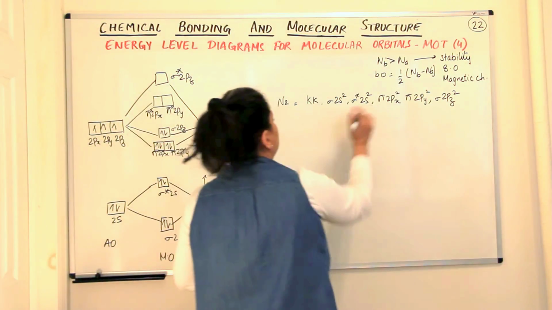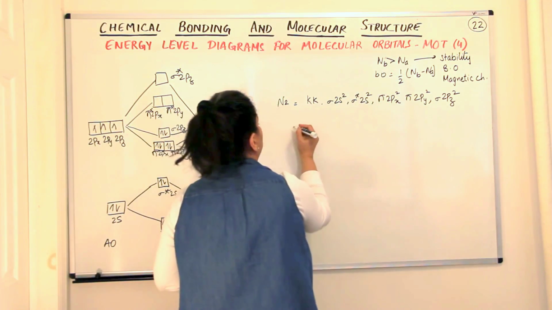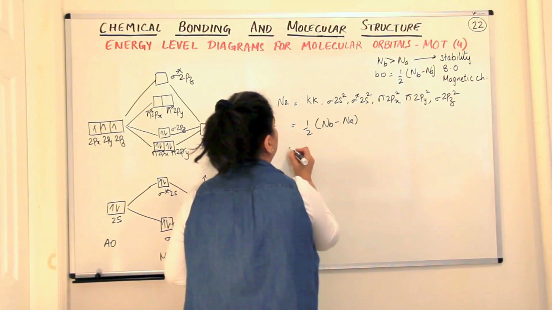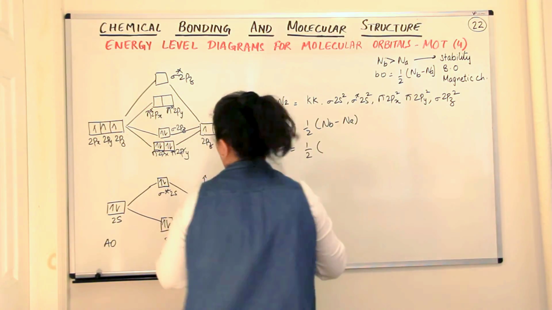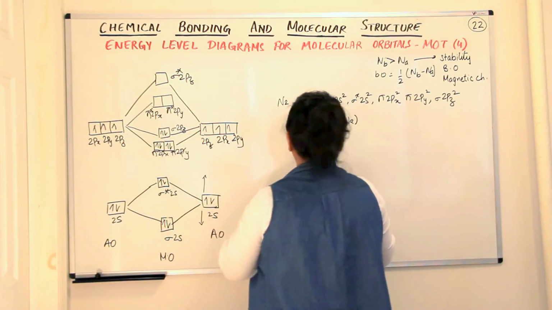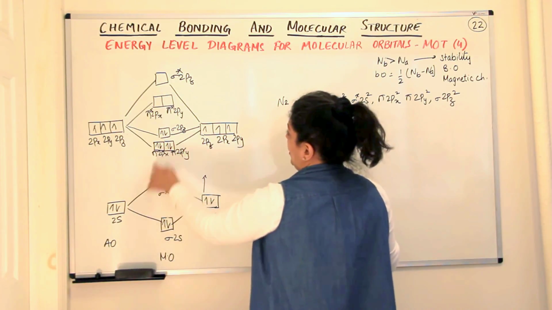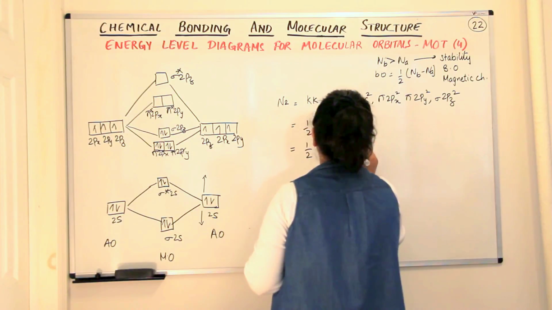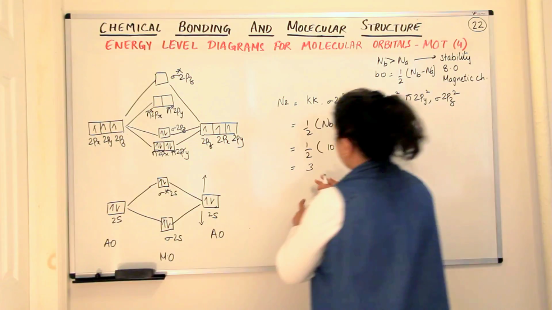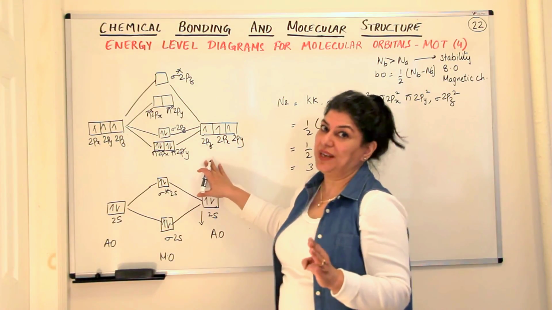Now, when you have this as the configuration, let us calculate the bond order, and we get the stability from it. Half of Nb minus Na, right? So it will be half. How many electrons are there in bonding? 2 plus 2, 4. 4, 5, 6, 7, 8, 9, 10. There are 10 electrons in bonding. And how many in antibonding? 2 plus 2, 4. Only 4. 10 minus 4, which is 6. So this would be 3. Bond order is 3. And we know that in nitrogen, there is a triple bond between the two nitrogens.